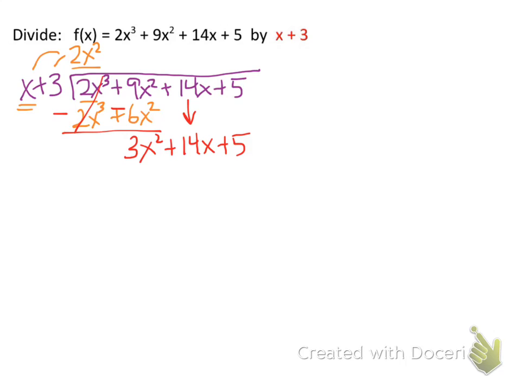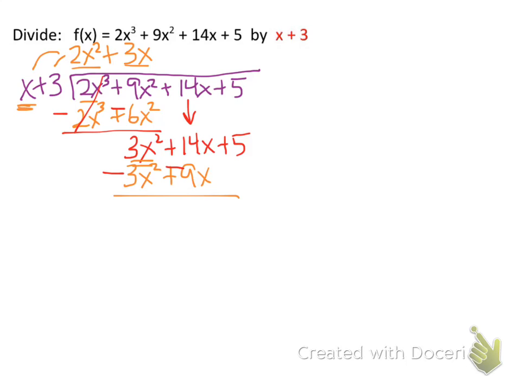I need to bring down the rest of my polynomial. And I go through the same process again. X times what would give me 3x squared? And that would be a plus 3x. Again, multiplying 3x times the x plus 3, I get 3x squared plus 9x.